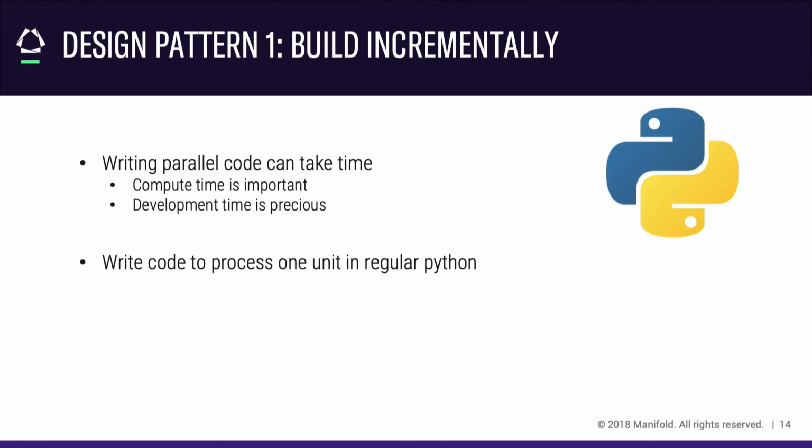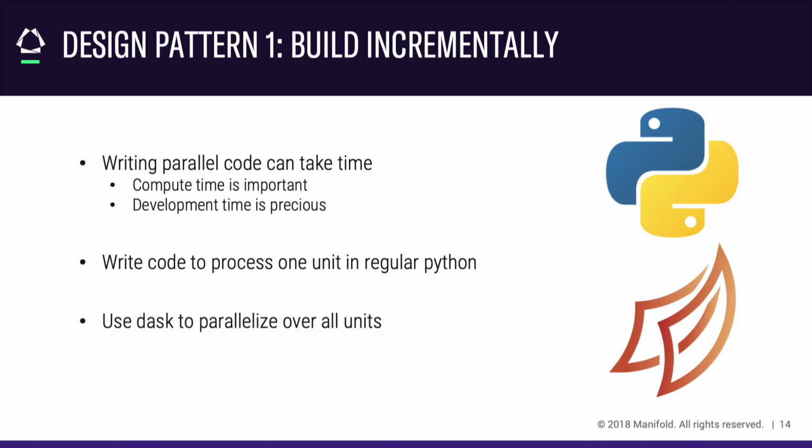Write code to process one unit of work in Python. Then use Dask to parallelize over all units. In particular, DaskBag and Dask delayed can be really useful for this kind of design pattern. So building incrementally allows us to move through this lean AI loop very rapidly and iterate on our models to efficiently build incremental value for our work.